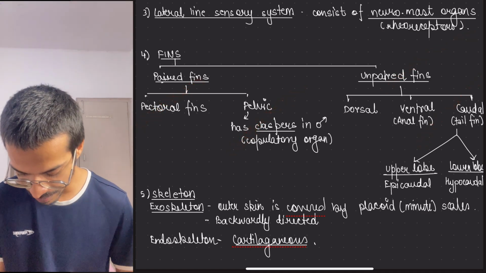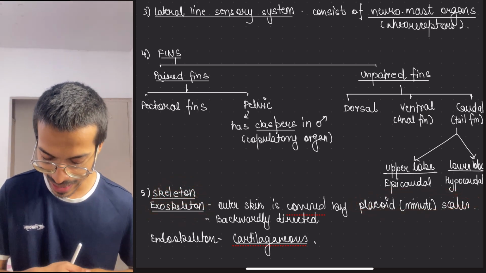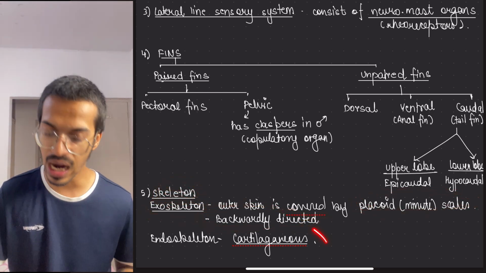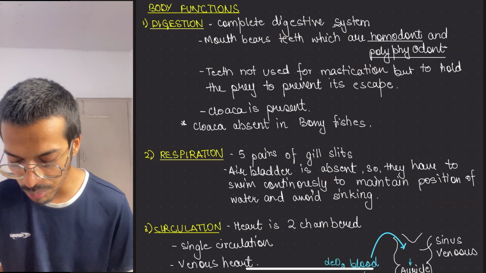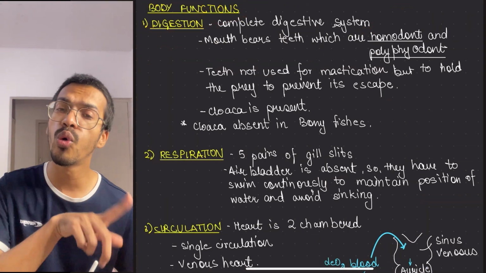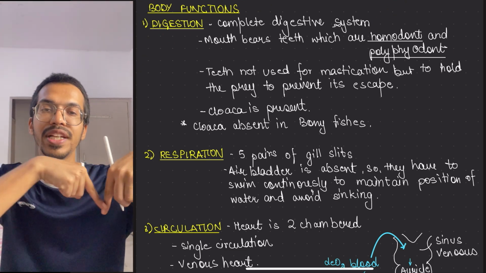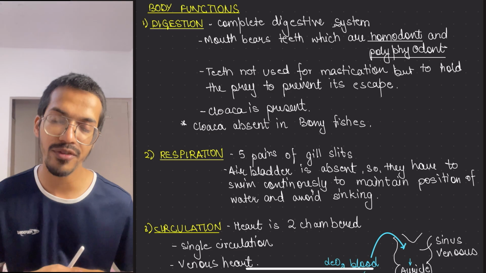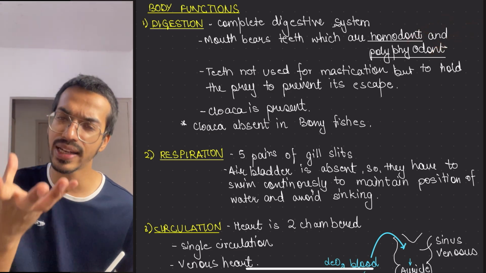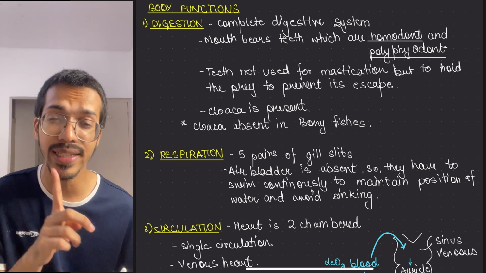Okay, skeleton. It has an exoskeleton made up of placoid scales, backwardly directed. Okay, endoskeleton is cartilaginous. Then we have body function, digestion, complete digestive system is there. Mouth has teeth. Teeth are homodont, means all are same looking like this, pointy, and polyphyodont means multiple times they broke and they again grow up. We have what? Diphyodont, because we have milk teeth and the permanent teeth, right?